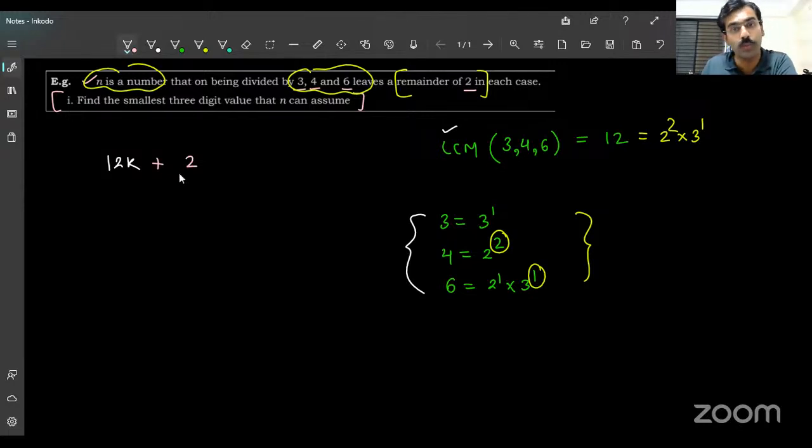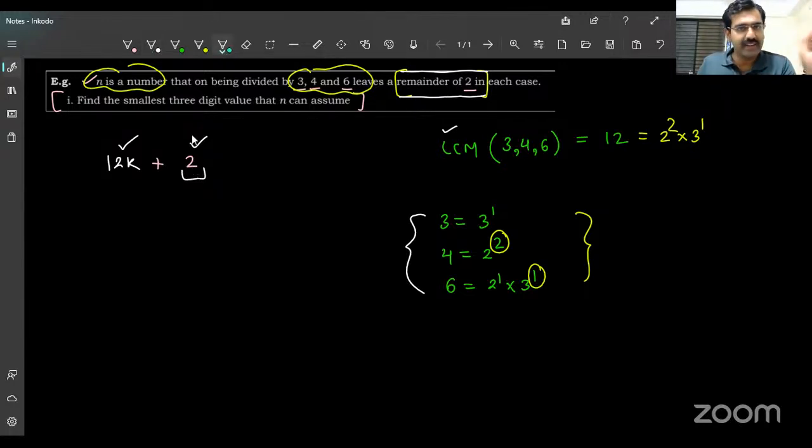Rather, it should be 2 more than the multiple of 12 because I need to have a remainder 2 in each case. So any multiple of 12 will be divisible by 3, 4, and 6. But if I add 2 to it, now it will not be divisible by 3, 4, and 6, and it will always leave a remainder 2. I hope you're getting the reason why.